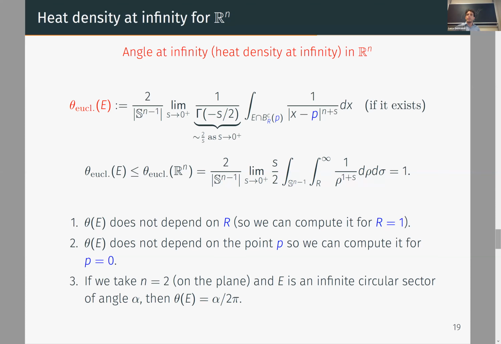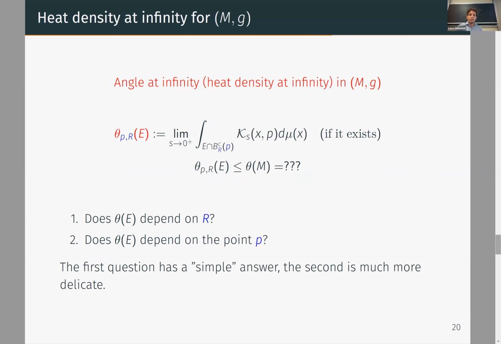And it doesn't depend on the point. In Rn, it's easy to see because you make a change of variables. But in the general case of a Riemannian manifold, it's more complicated. To introduce the angle, however, it's very simple once you remember what we did in the beginning. You just replace your singular kernel with Ks, which is your new kernel, and you just have to know that Ks, at least locally, looks like the one of Rn. So you perform basically the same analysis.